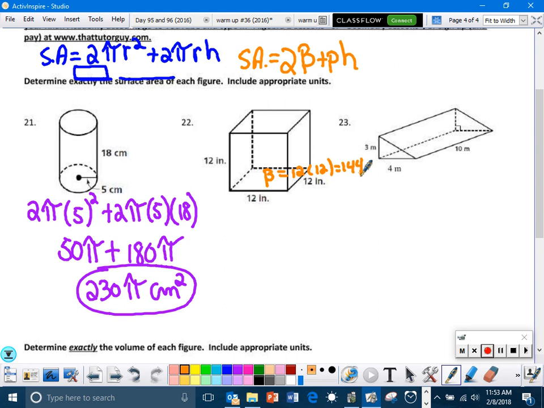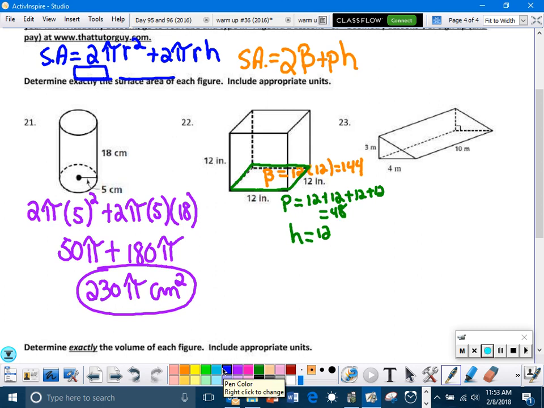Okay. The perimeter, let me do that in green. The perimeter is 12 plus 12 plus 12 plus 12. So the perimeter is 48. And the height of the object is 12. All right, I've got all my numbers. So here we go.